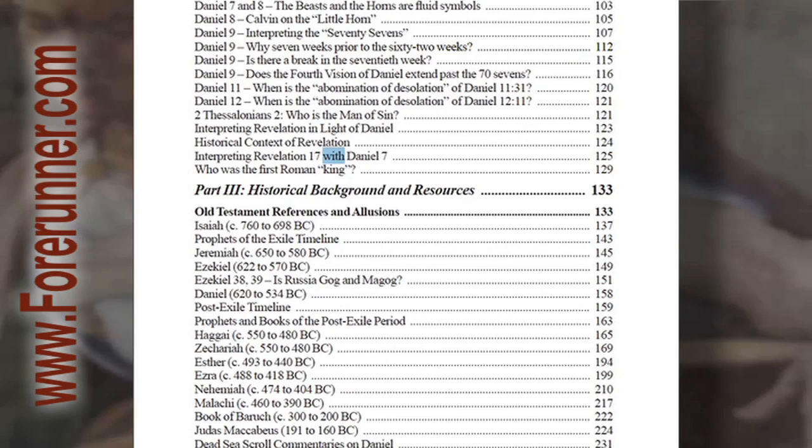How do you compare Revelation 17 with Daniel 7, for instance? I have a little section on that. It goes on for about 4 pages. And then there's some discussion. This is a question that I often get.